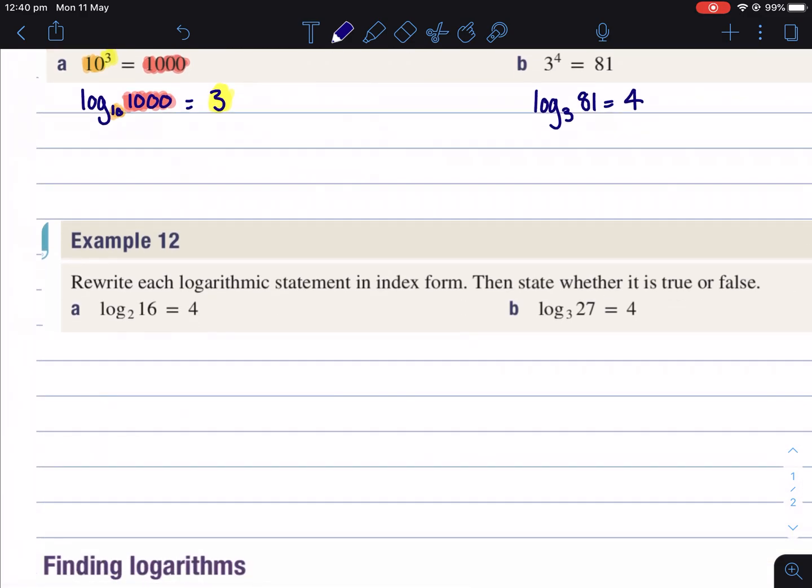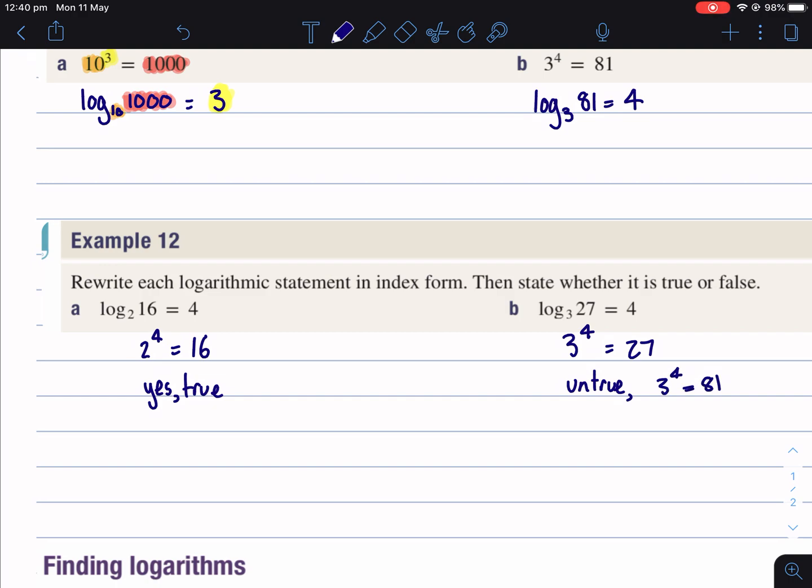These ones, they want us to rewrite it and then see if it is actually true. So for example here, log base 2 of 16 is 4, which means 2 to the 4 equals 16. We're going backwards. Is that true? Yes. Because 2 times 2 times 2 times 2. Here they've said 3 to the 4 equals 27, which is untrue. 3 to the 4 is actually 81.